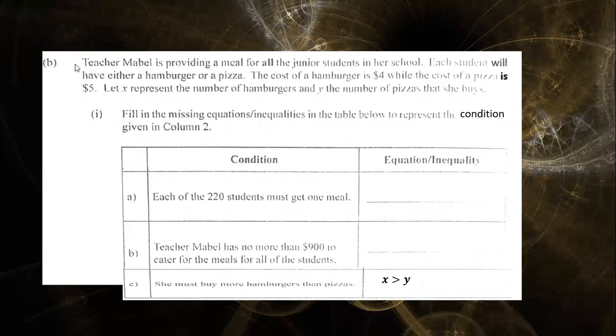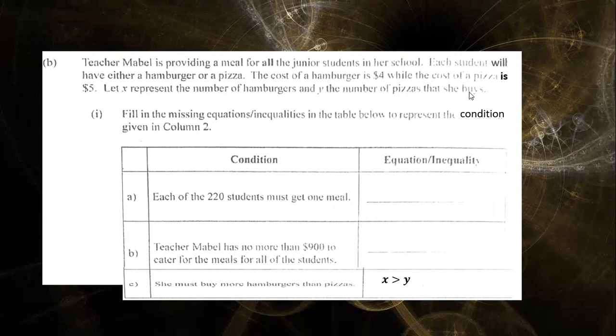So let's read the question. Teacher Mabel is providing a meal for all the junior students in her school. Each student will have either a hamburger or a pizza. The cost of a hamburger is $4, while the cost of a pizza is $5. Let X represent the number of hamburgers and Y the number of pizzas that she buys.